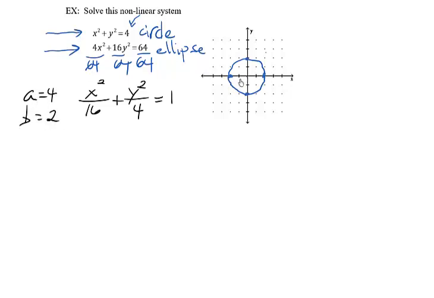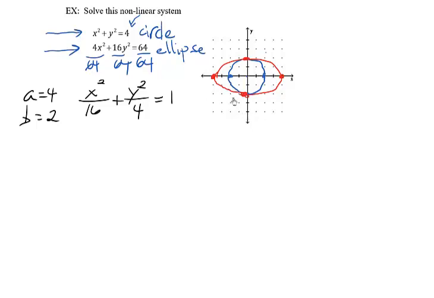Remember, the only ellipses we did are ones that are centered at 0, 0. The a tells me where the x-intercepts are, so 1, 2, 3, 4, and negative 4. And the b tells me the y-intercepts, up 2 there, positive 2, and negative 2. And now I can connect those dots. So here's my final graph showing the ellipse and the circle.